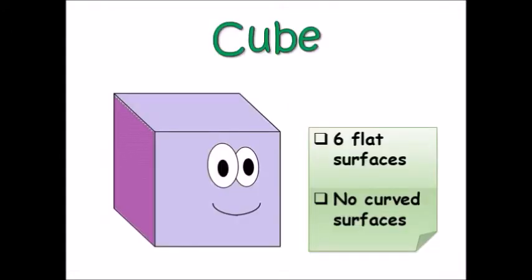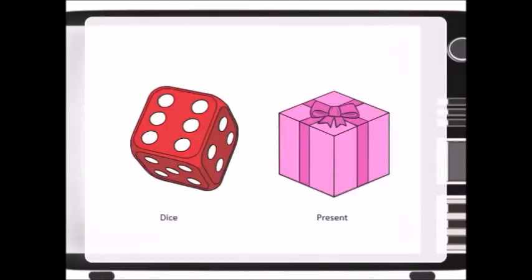I'm sure this one is too familiar. This is a cube. It has 6 flat surfaces and no curved surfaces. A dice or a present look like a cube.